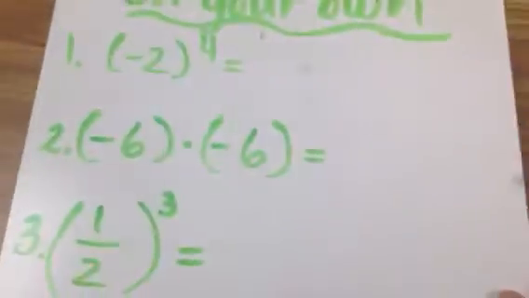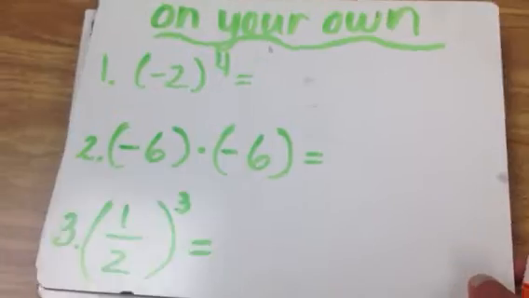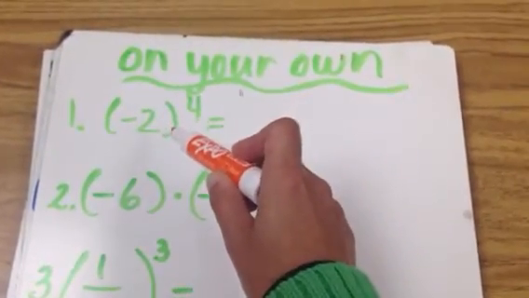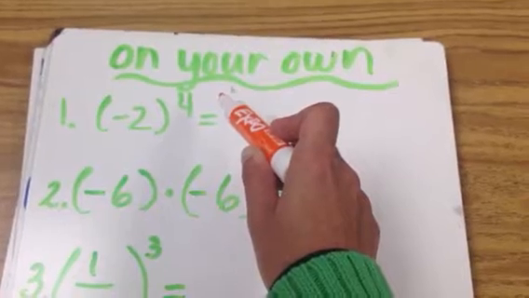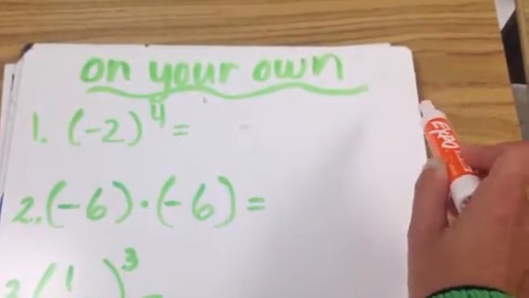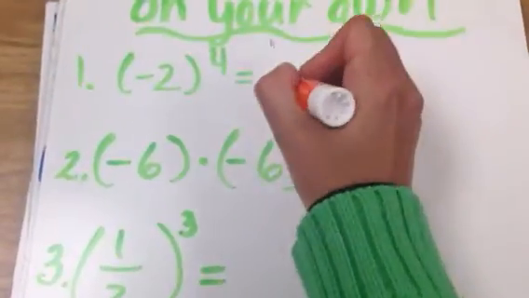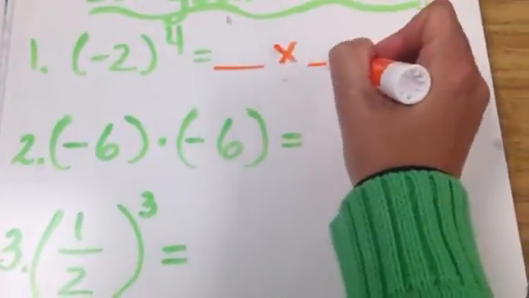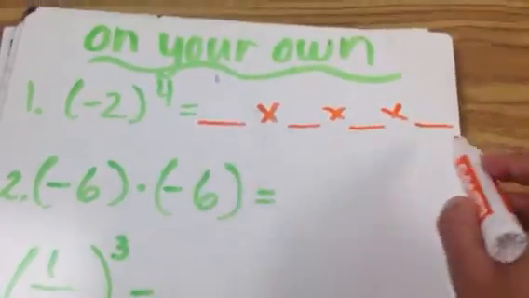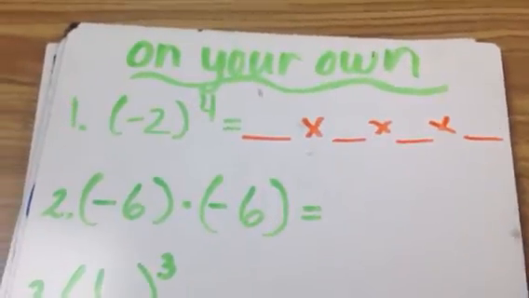Now I'd like you to try some on your own. For the first one, you have a base of -2 repeated 4 times. I would like you to write out the repeated factors. So you should have a factor times a factor times a factor times a factor. So I could see what that looks like, and then solve to find the answer.